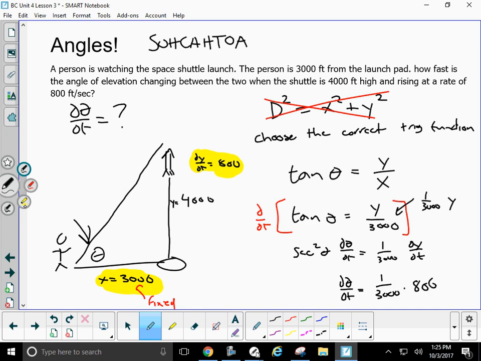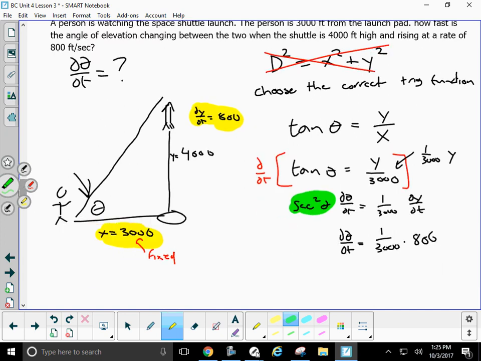But I have a problem. I need to find the secant squared of theta. Yikes, how do I find that? Actually, not that bad, okay? Because it's the secant squared of theta, I don't have to find actually what theta is. I just need to find the secant of theta. We know how secant is related with cosine. Cosine of theta is the adjacent over the hypotenuse, so the x over the d. The secant of an angle is just going to be d over x.